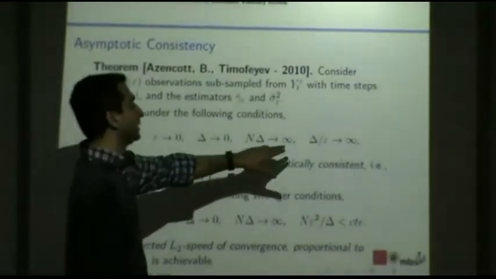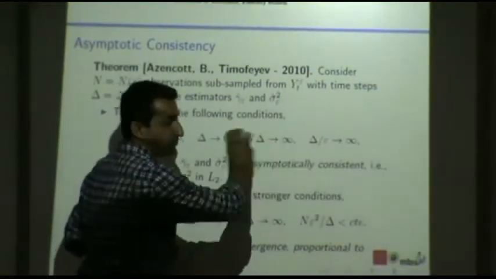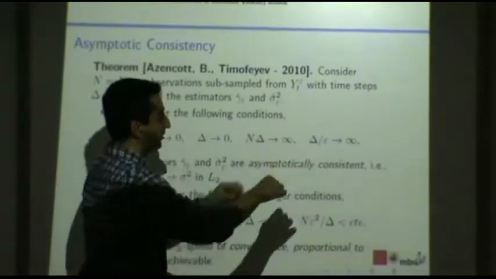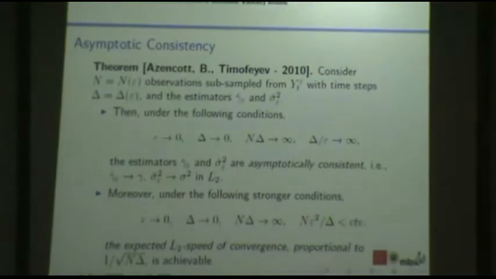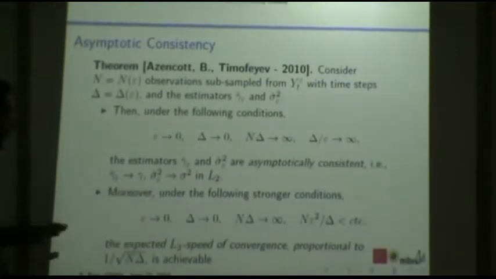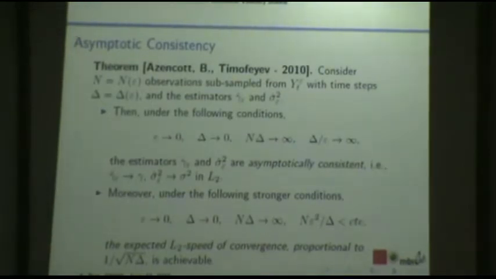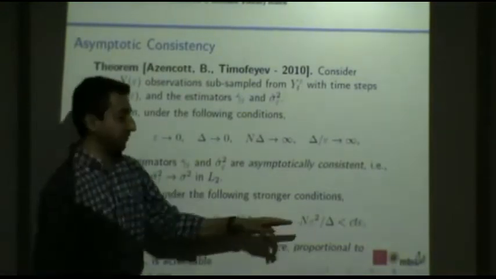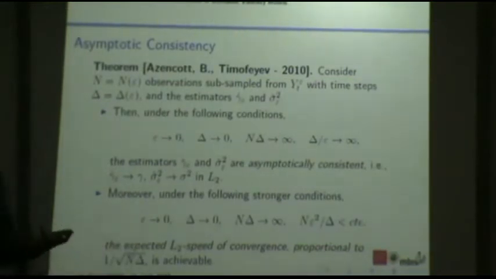So this is what I was talking about. If I'm taking my observations from the smoothed OU process, which has continuous trajectory, I cannot sample at high frequency because then my bias is very high. Again, I'll give you the expansion and probably that will make it clearer. So under these conditions, we can show that the parameter estimators are actually L2 consistent. Moreover, under some additional conditions, we can even show that the speed of convergence of 1 over square root n delta is achievable, which is the classical case.